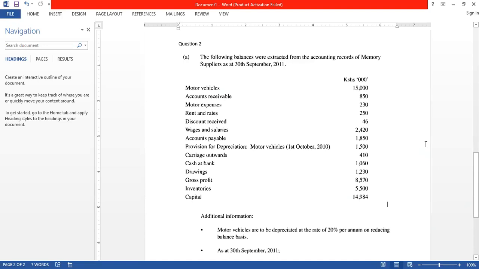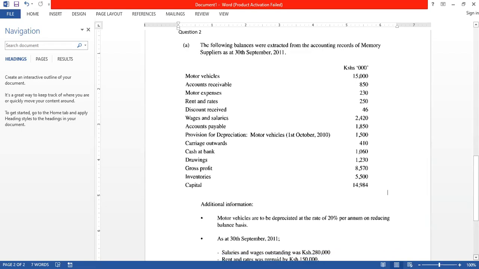The following balances were extracted from the accounting records of Memory Suppliers as at 30th September 2011. So we are given the balances and also their adjustments in the additional information to be made. One, motor vehicles to be depreciated at the rate of 20% per annum on reducing balance basis. That now is not on cost, it is on reducing balance basis.